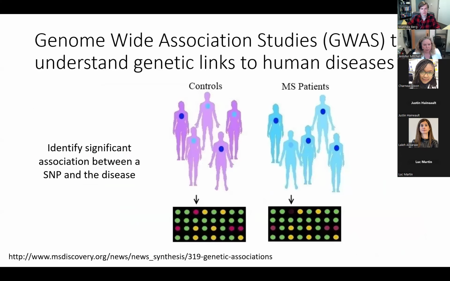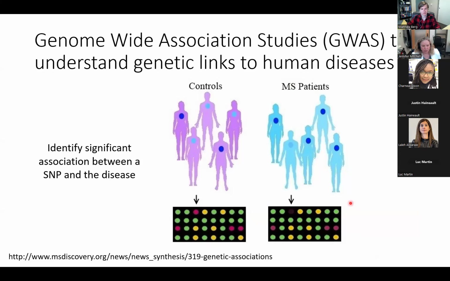So what's a genome-wide association study, or GWAS? This is an experiment that allows us to identify potential genetic links to disease. And if we do this for human patients compared to controls, then we can learn about genetic links to human diseases. How this is done is that a number of controls are identified, and a number of patients for a particular condition or phenotype. In this case, I'm showing you an MS related study.